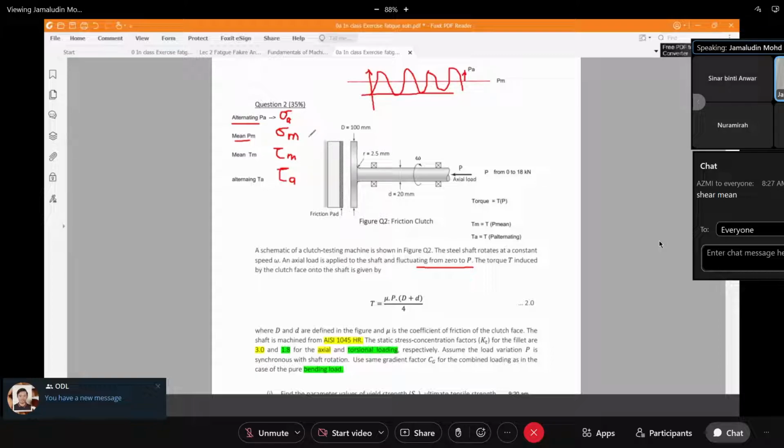The mean will produce mean torsion, because shear mean, and alternating will go to the axial load, shear alternating. Alright. Any question? Okay, is it okay, this one?